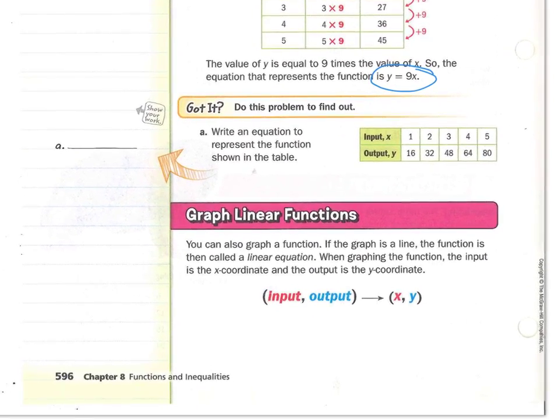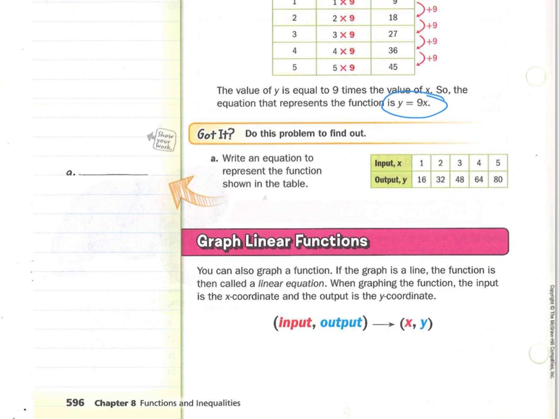Let's take a look at these problems here. Write an equation to represent the function shown in the table. You have a table that shows 1 and 16, 2 and 32, 3 and 48, 4 and 64, and 5 and 80. See what's happening to x, and then write your equation in the form y equals something. When you're finished, please check your answer.